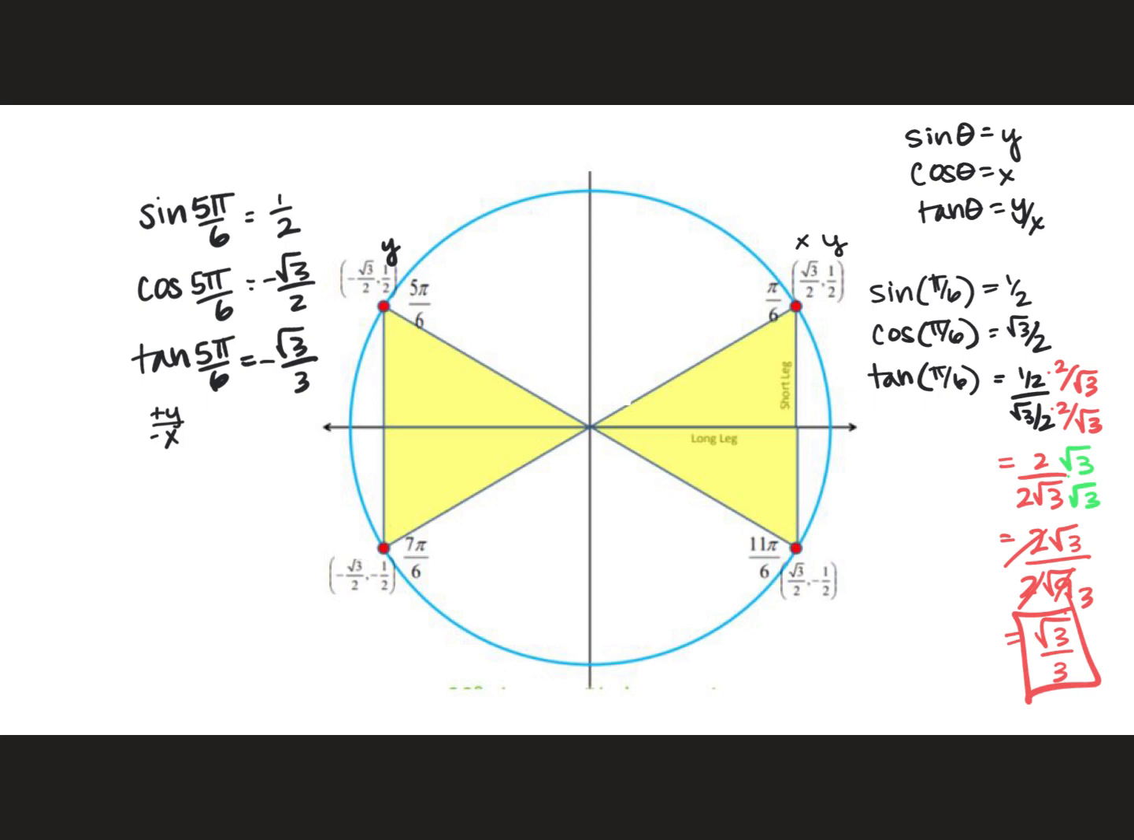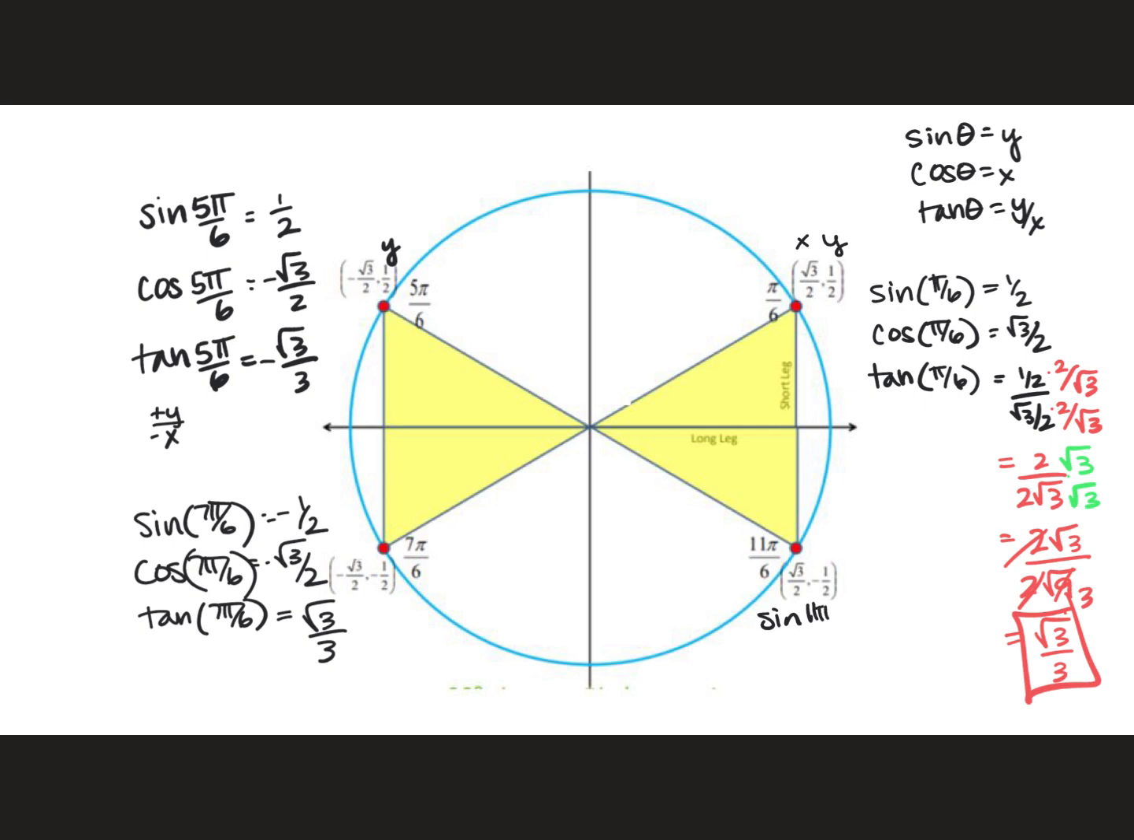In the third quadrant, sine of 7 pi over 6 would be negative 1/2. Cosine would be negative radical 3 over 2. And then tangent would be positive radical 3 over 3. And then finishing on 11 pi over 6.